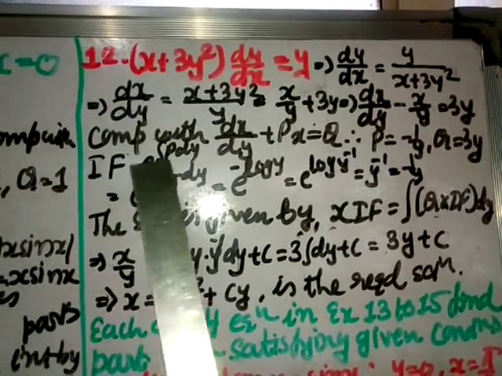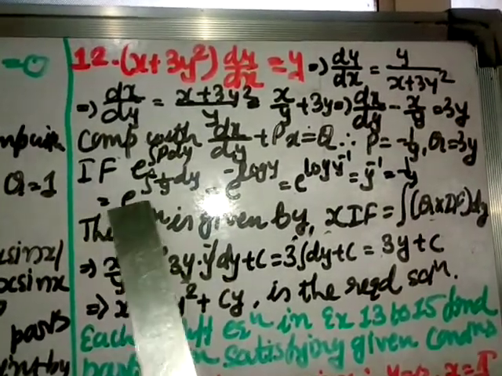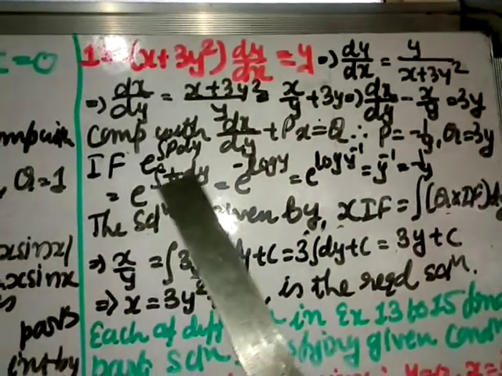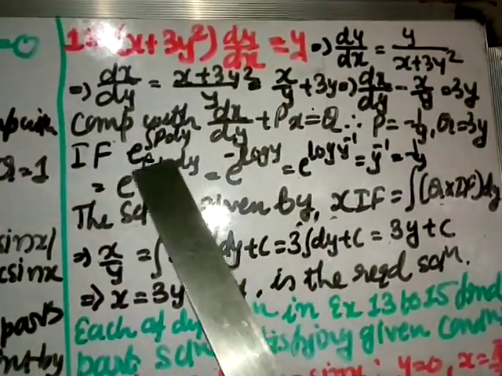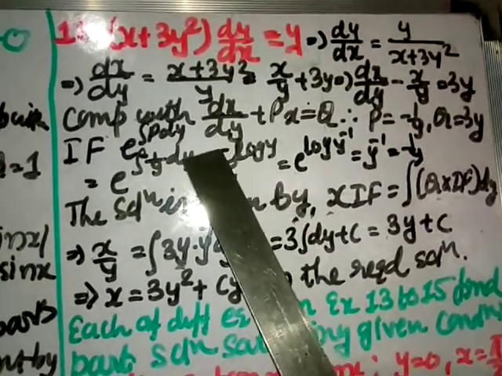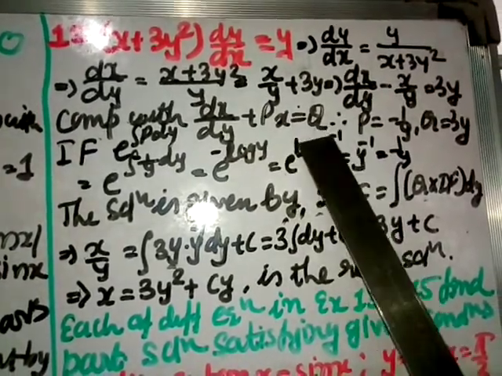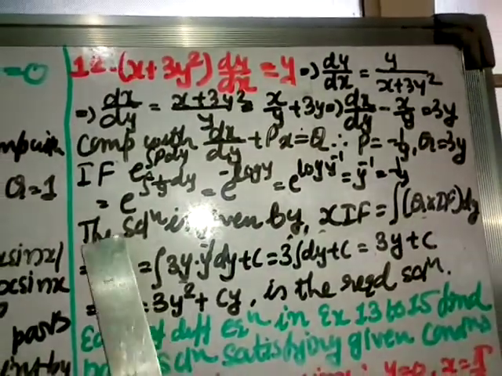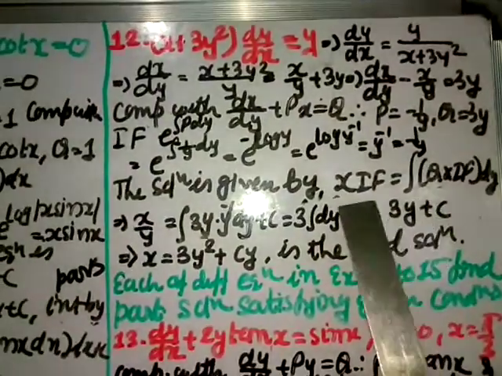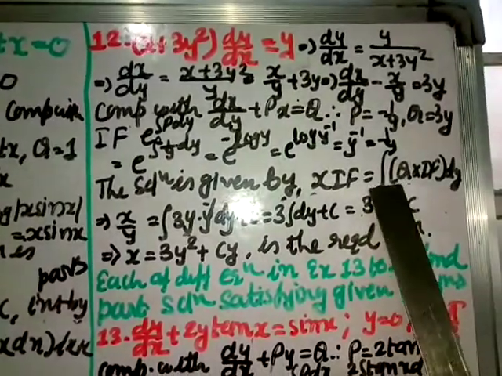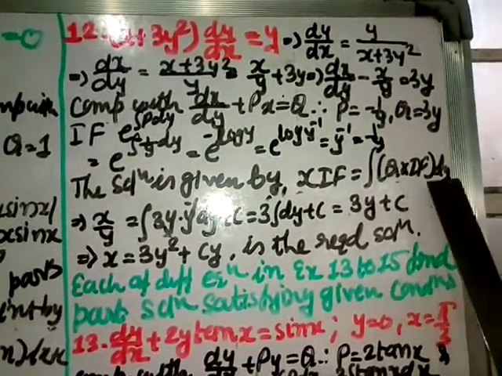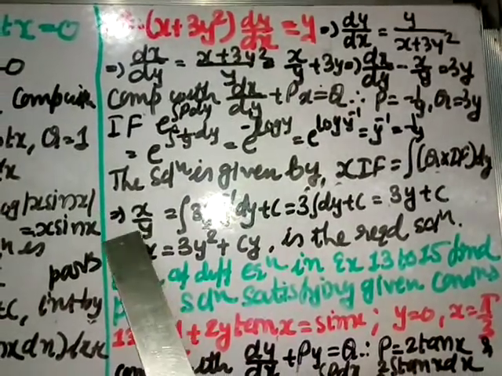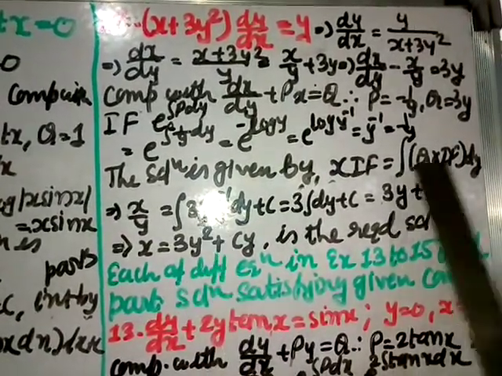Integrating factor is e power integral p dy equal to e power integral, the p value is minus 1 by y, so minus 1 by y dy, equal to e power minus log y. Minus you take as a power, so log y power minus 1, e and log cut, so you get y power minus 1, which is 1 by y. The solution of the given differential equation is x into integrating factor equal to integral q into integrating factor dy. Put the value, so integrating factor is 1 by y, so x by y equal to integral 3y into y.